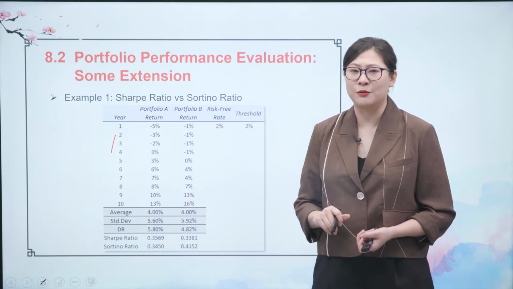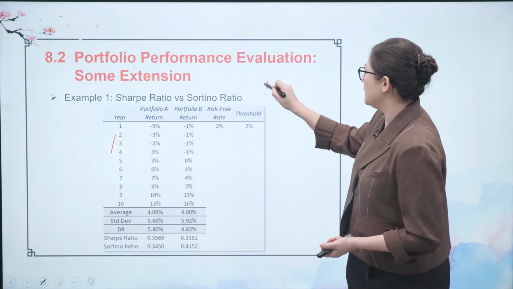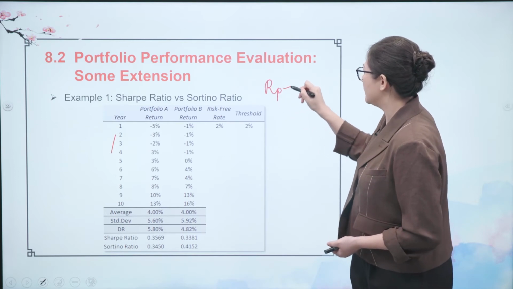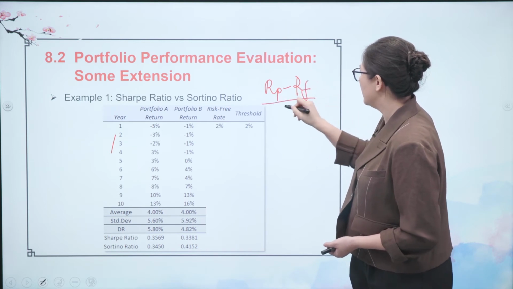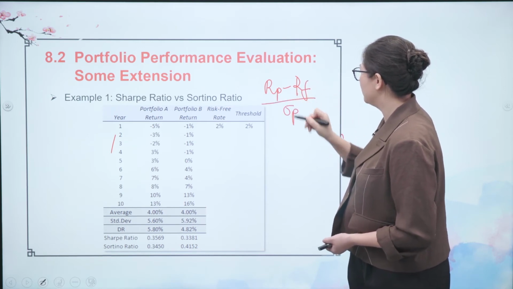Remember what the Sharpe ratio equation is? It should be R_P minus R_F over sigma_P.